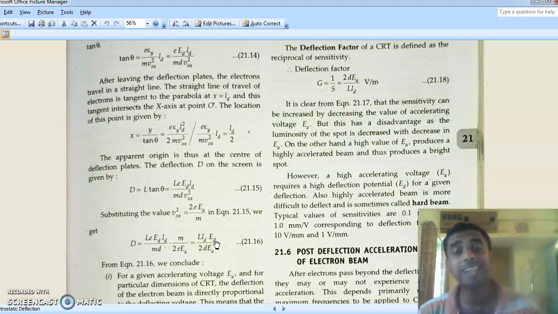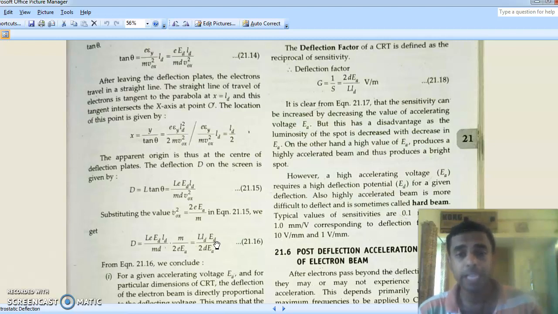But if ED is time varying, if we apply a time varying quantity across the deflection plates, then similarly the deflection also will be time varying. That is very important. I repeat, if we apply a time varying signal across the deflection plates, then we get a time varying deflection. So according to the nature of the voltage applied across the plates, we get the same nature of deflection on the screen. That is very important.